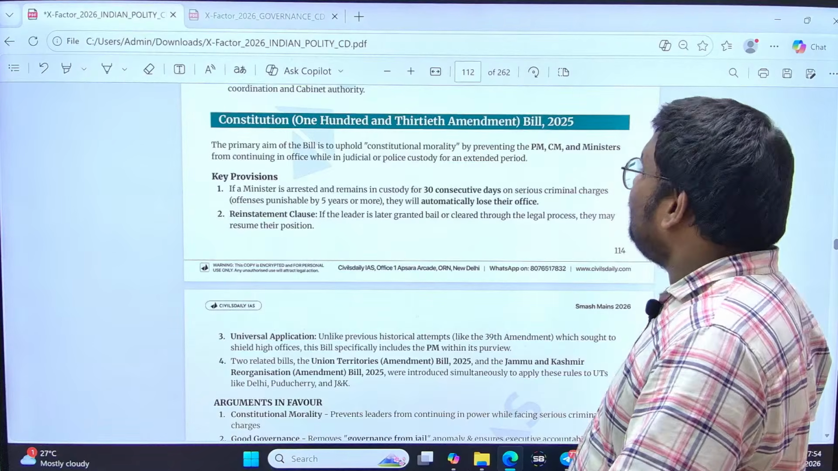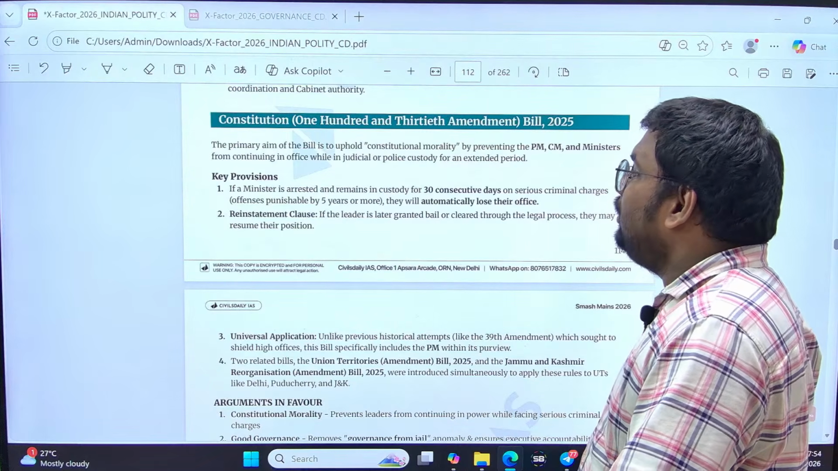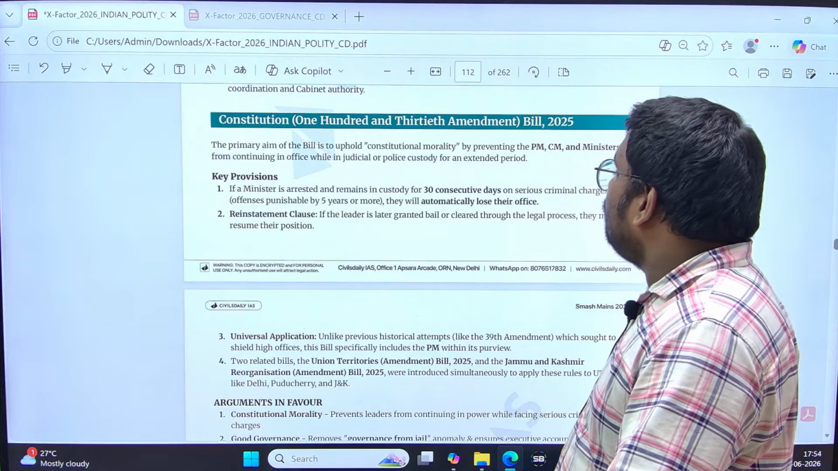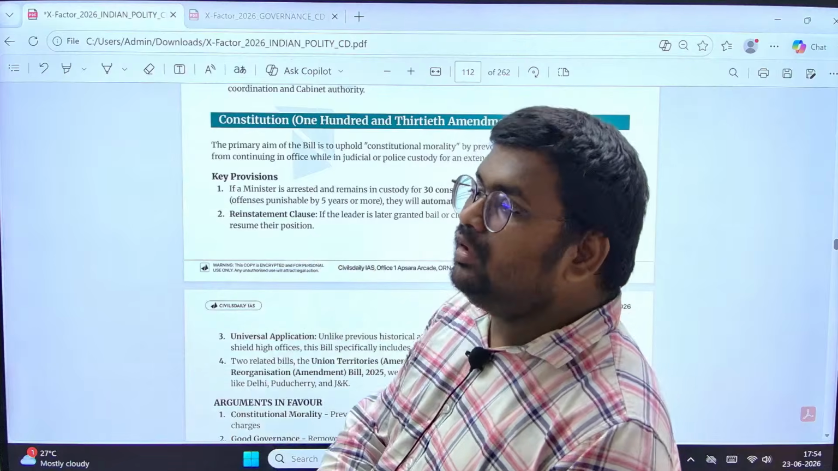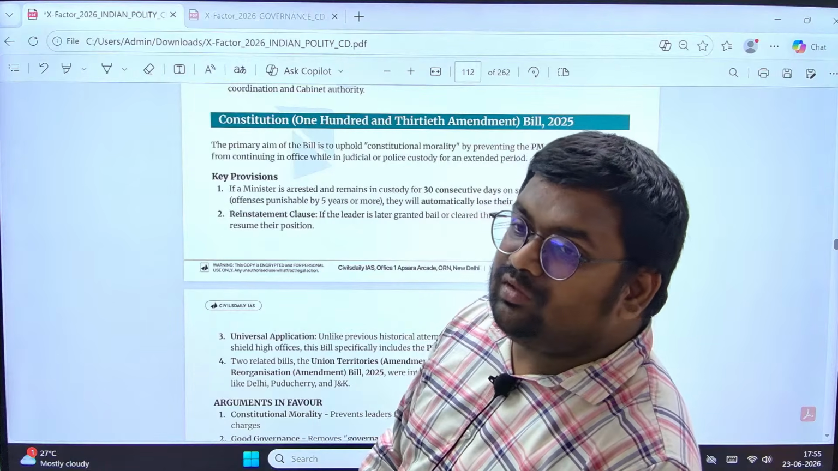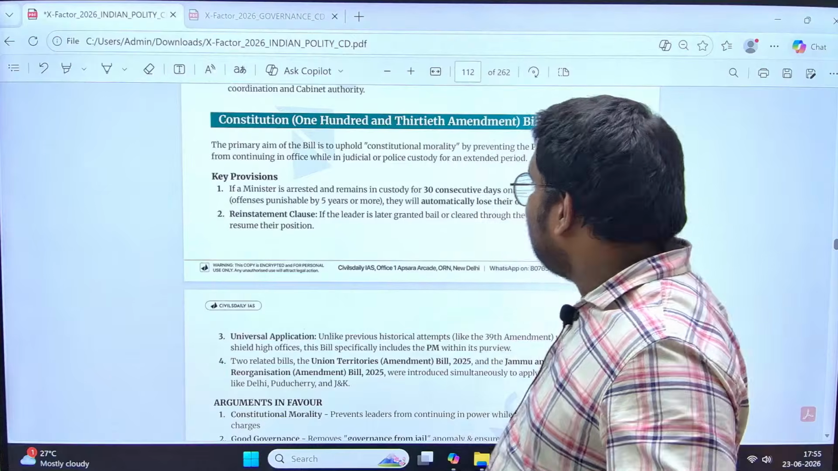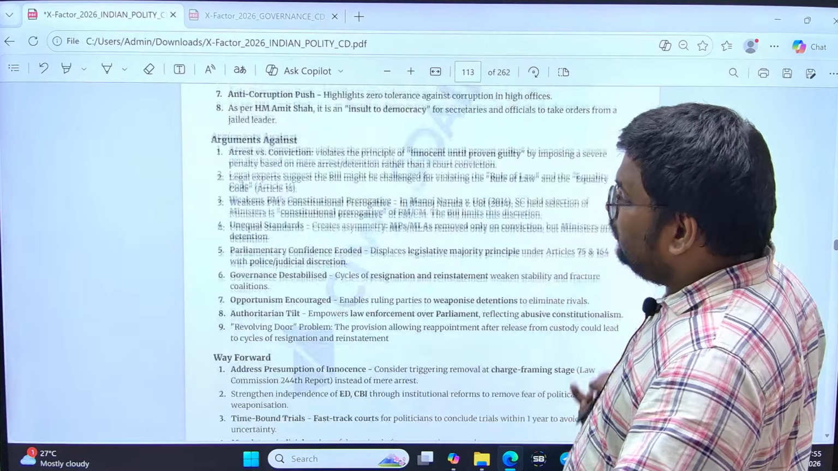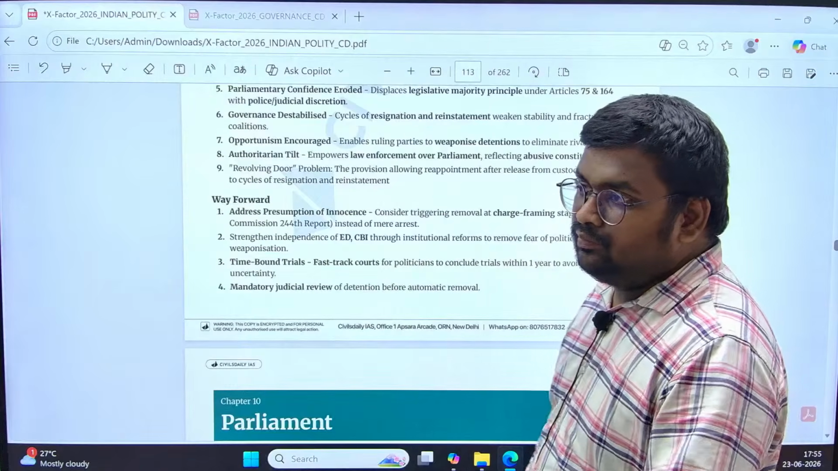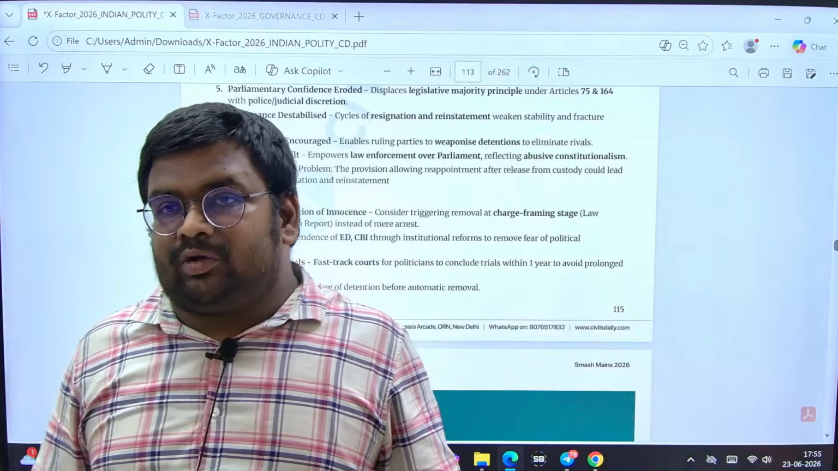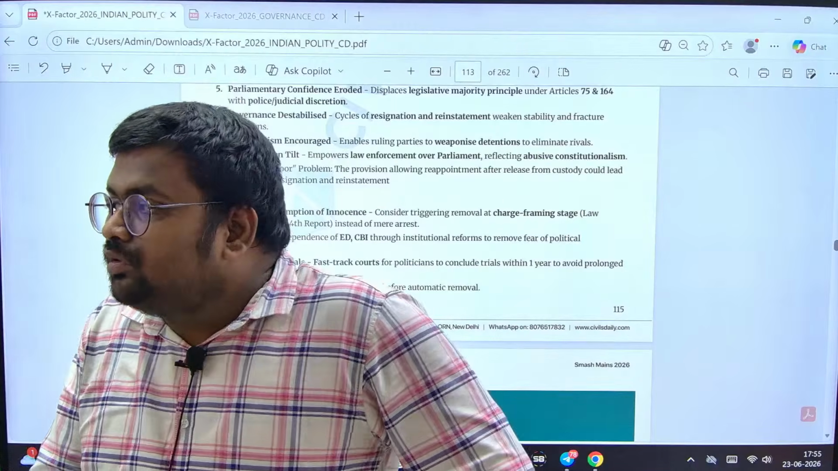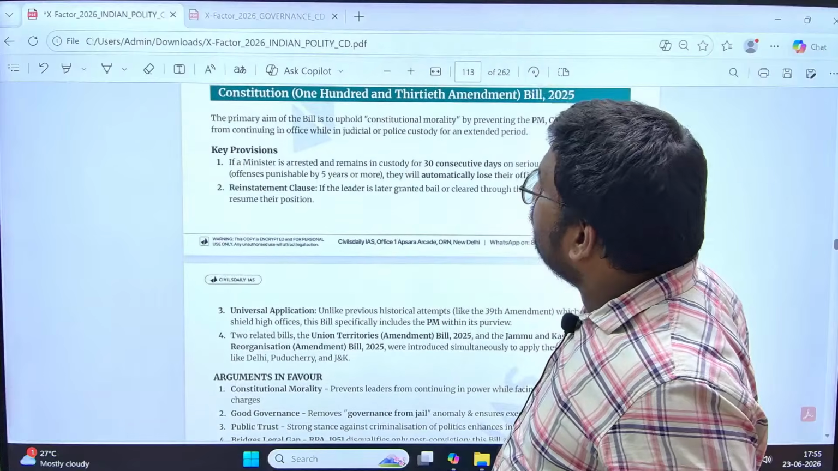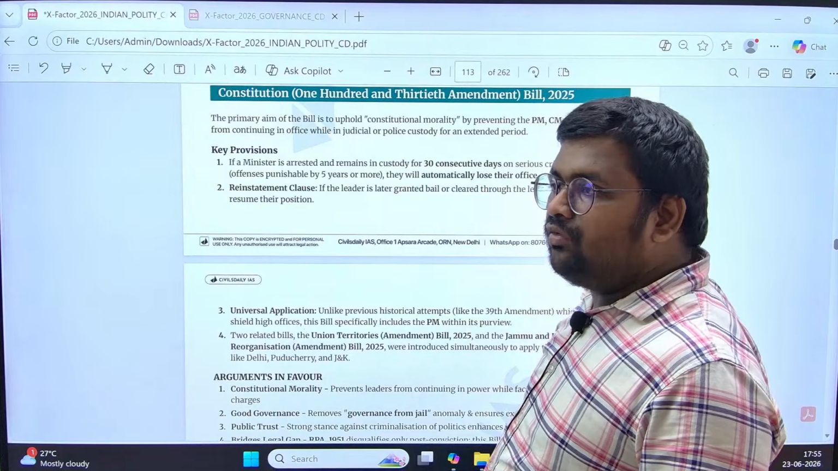and then the recent constitution 130 bill, which basically under which the ministers or prime minister or even chief minister has to resign from his office if he is jailed for more than 30 days. So key provisions, the significance of it, criticism of it, way forward. ठीक है, so 130th constitutional amendment bill पे भी आपका question आ सकता है, तो that also you will find here. ठीक है, so even the static topics like council of ministers, cabinet to current affairs, everything you will find consolidated here only.